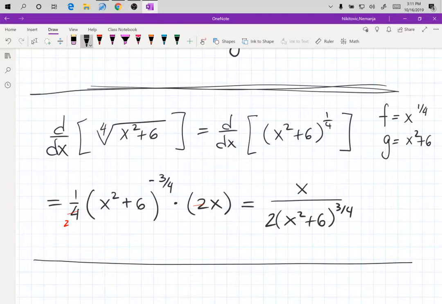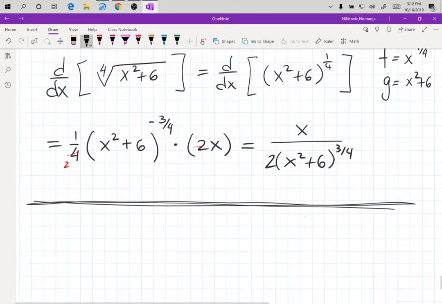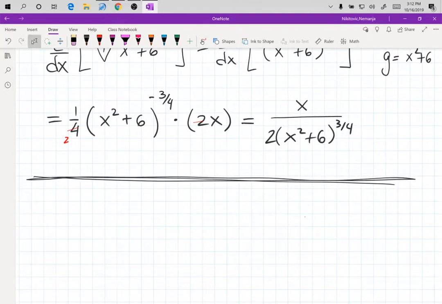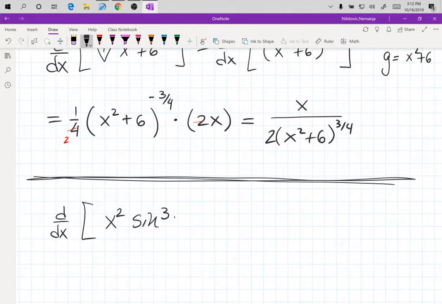So this was what we did last class. We did some of the trig problems and so on. Today we're going to take a look at combinations of rules, as I promised last time. So now what you have here is the derivative of x squared times sine cubed x.